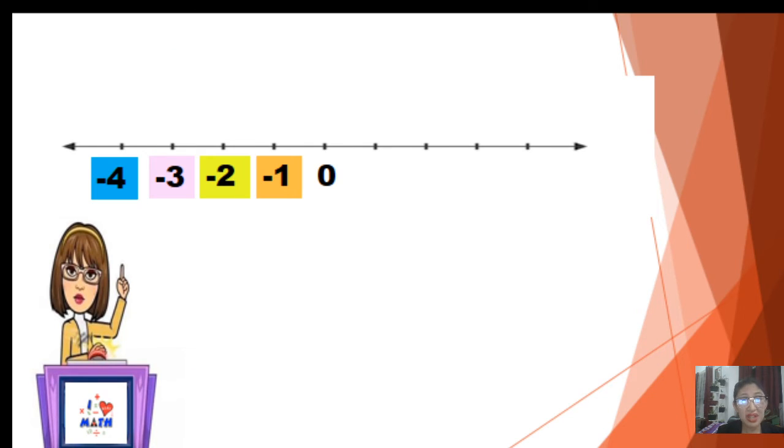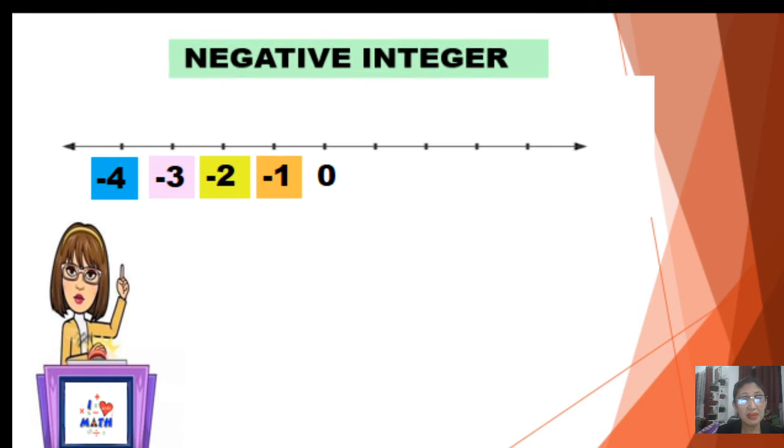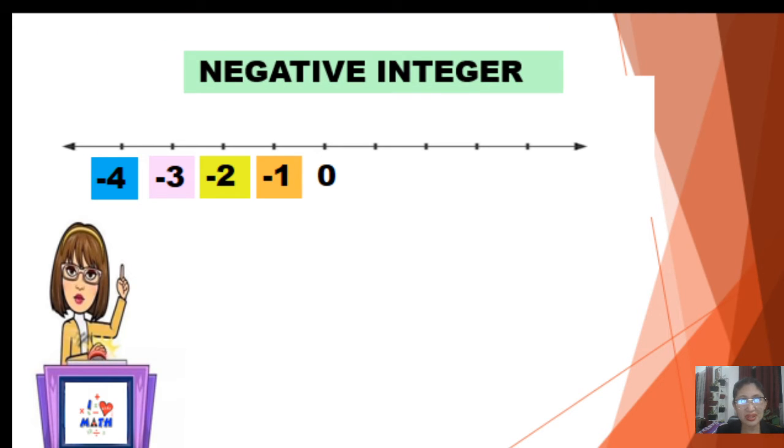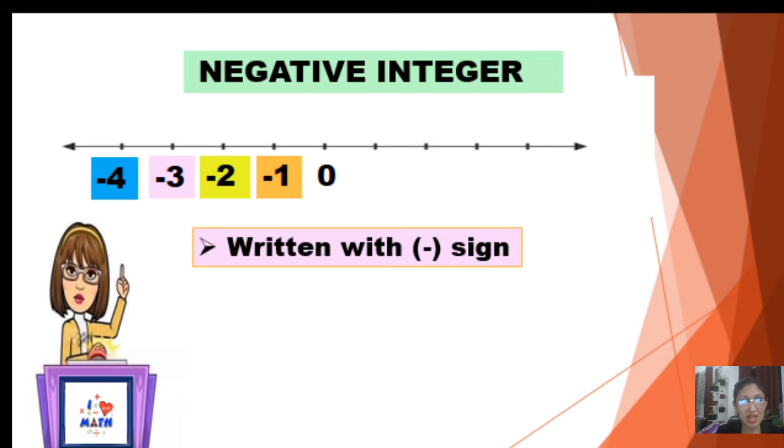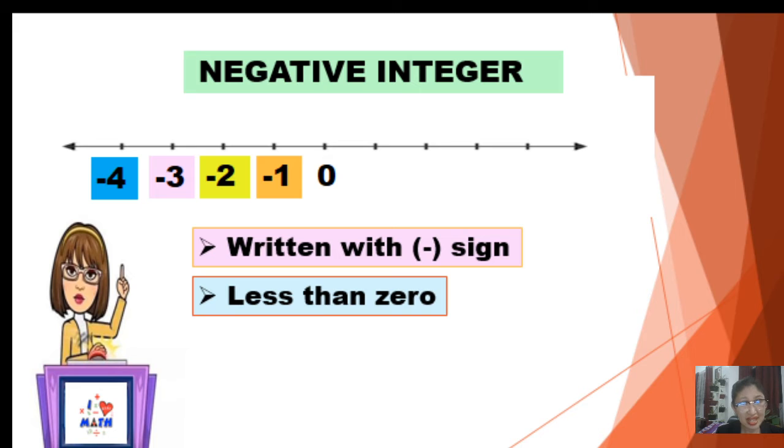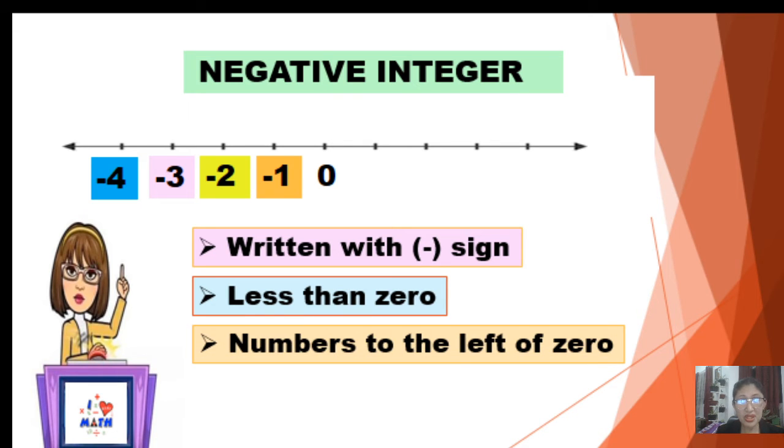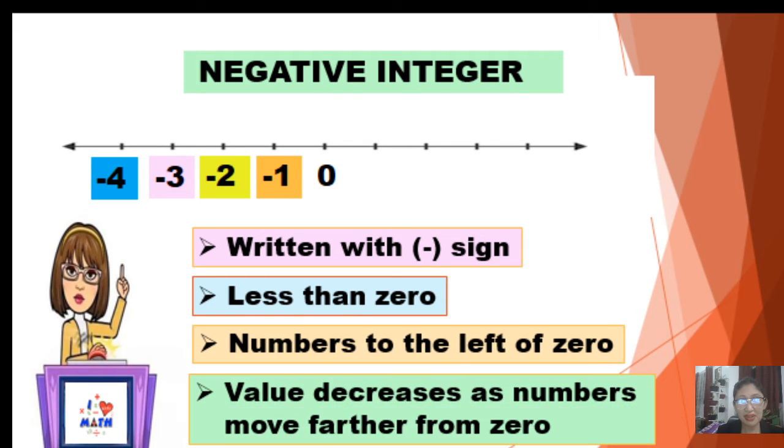These numbers to the left of 0, we call the negative integers. It is written with a negative sign. It's less than 0, numbers to the left of 0, and the value decreases as numbers move farther from 0. The negative integers. So easy, isn't it? The integers, we have the positive and the negative integers.